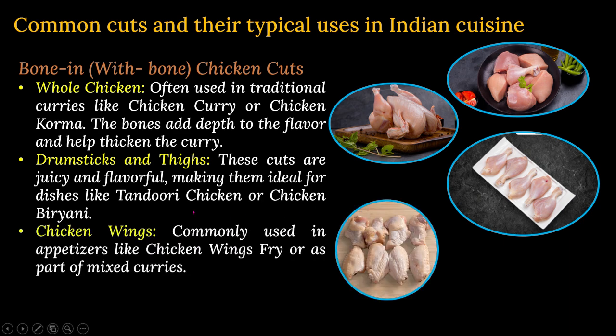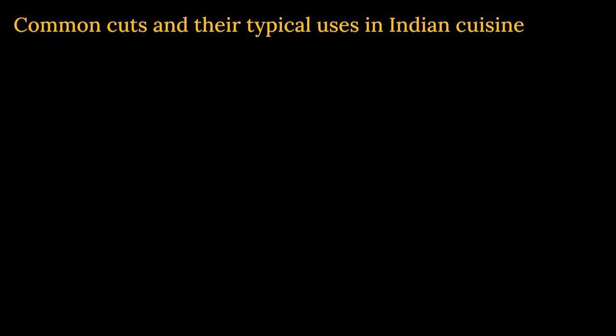Then chicken wings, pankhuri, commonly used in appetizers like fried chicken wings, or as a part of mixed curries. Here you can see that winglets are trimmed and cut like this. Sometimes the internal bones are also removed and they are stuffed. They are used for making different kinds of snacks in Indian style. Okay, this is bone-in cuts.